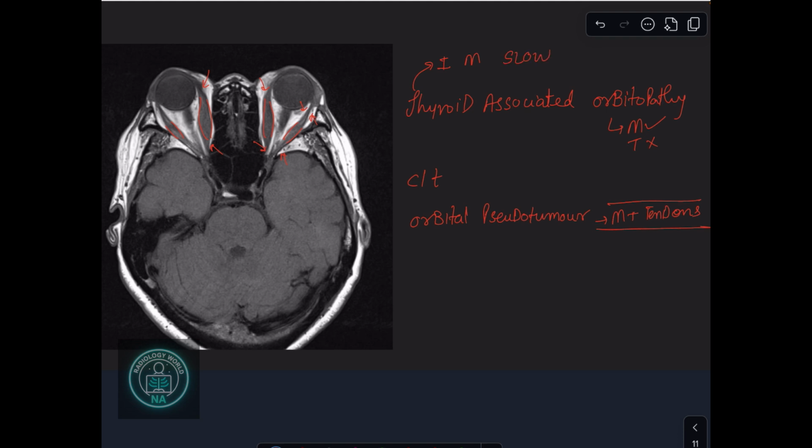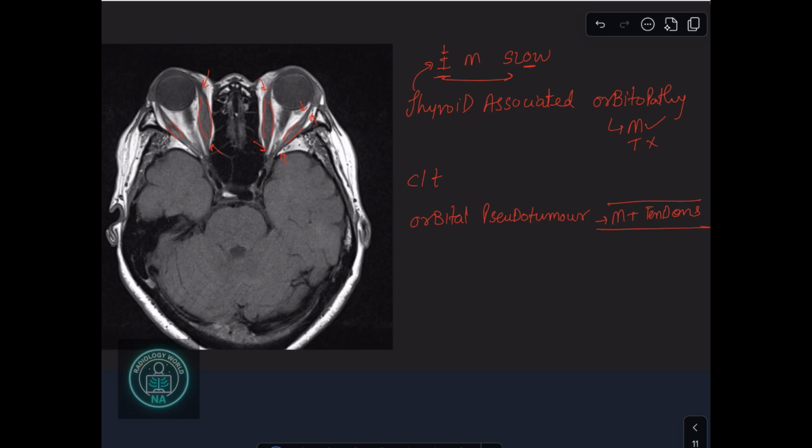I am slow is basically the order of involvement of the muscles in thyroid associated orbitopathy. The inferior rectus is commonly involved, followed by the medial rectus, followed by the superior and the lateral rectus muscles, and the obliques will always come last. O stands for oblique. So remember, recti will always come before the oblique muscles.